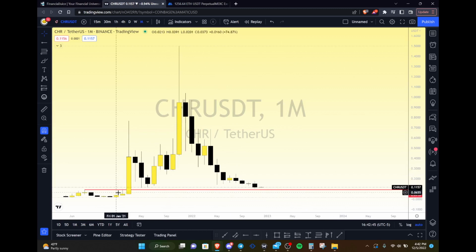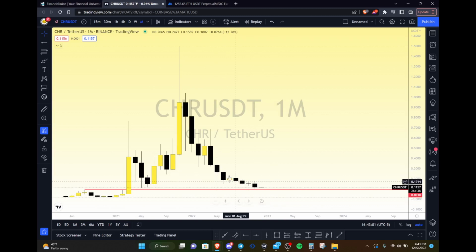And look at how we had a really nice impulsive move up. We came up from as low as a penny, or a little under a penny, getting all the way up to wicking towards $1.50, and then selling off from there. And now we're trading at about 11 cents, 11 and a half cents.